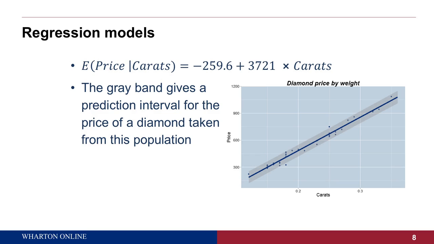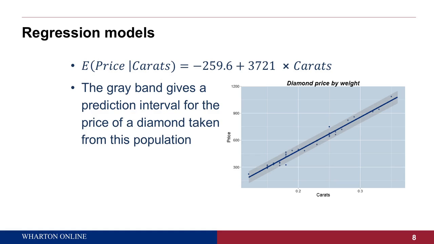And this is the key difference between a probabilistic and a deterministic model, in that by using this probabilistic model, we're going to get measures of uncertainty of the outputs. And you can use the gray band there to create a prediction interval for what we term a new observation. So if you came to me with a diamond that had come out of the same population that this regression was run against, let's say you come to me with a diamond that weighs 0.25 of a carat, then I can use this graph to predict the price of that diamond.